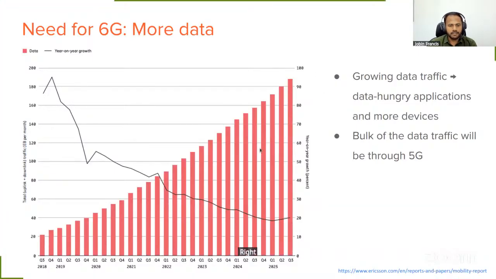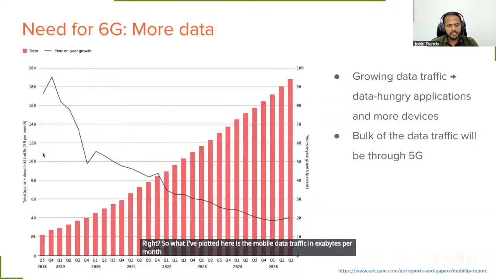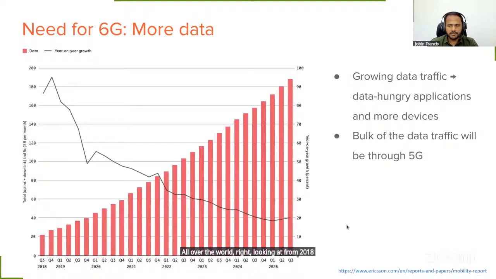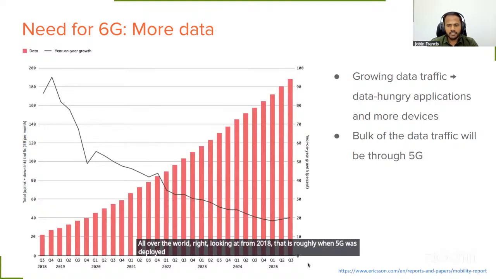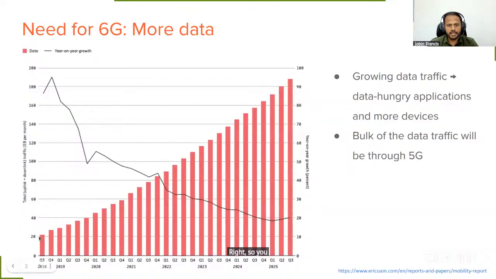What I've plotted here is the mobile data traffic in exabytes per month all over the world, looking from 2018, that is roughly when 5G was deployed, to present, that is Q3, very recently, till the end of 2025. You can see an exponential sort of growth in the data traffic over the network, and this is not slowing down. You see that there's a consistent growth here, and that is what is shown in this bar diagram.